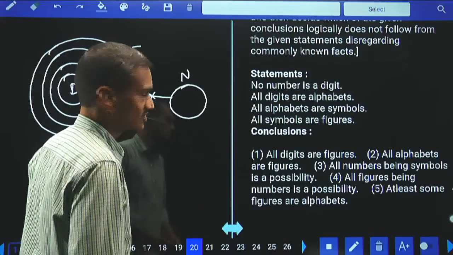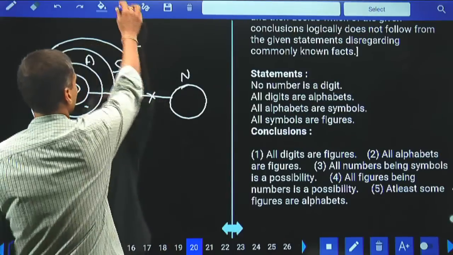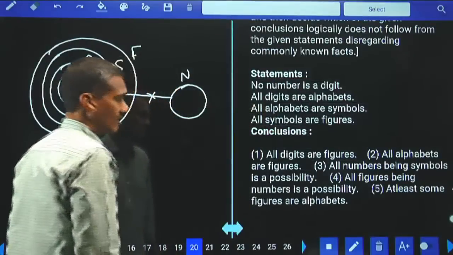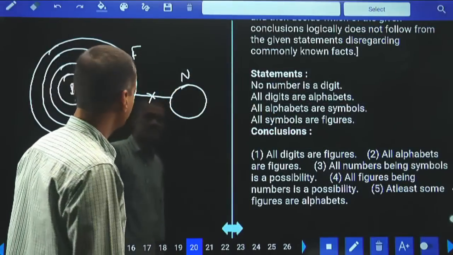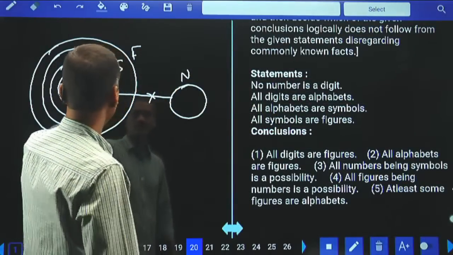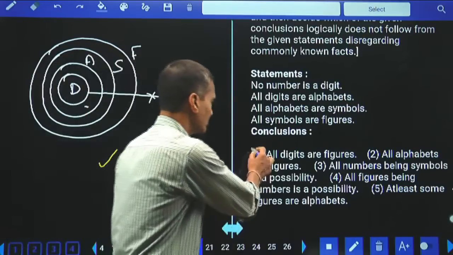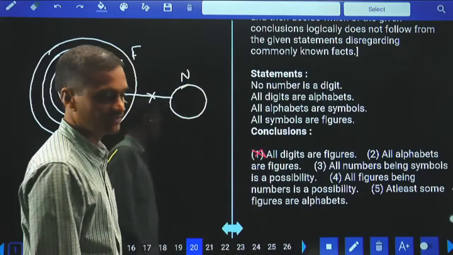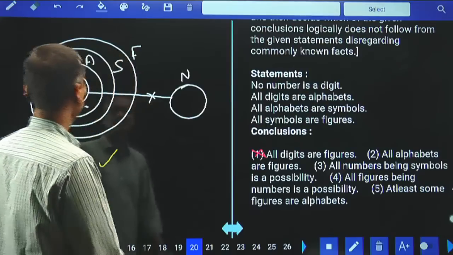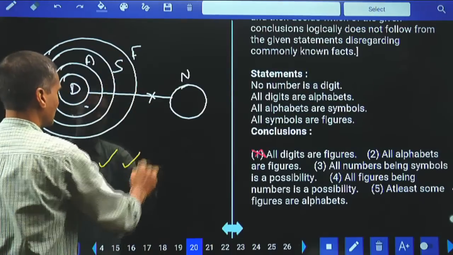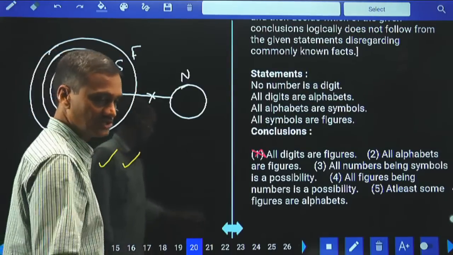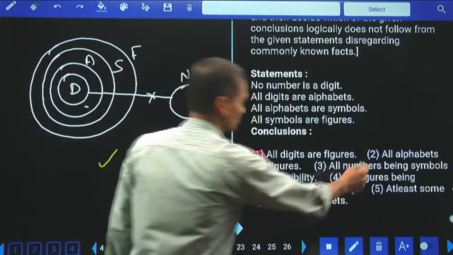Then coming to the first conclusion. What is the first conclusion we have? All digits are figures. All digits are figures is 100% true. As it is true once, it cannot be your answer because the question is related to does not follow. All alphabets are figures is also true. As it is true, it cannot be your answer. Forget about choice 2 as well.